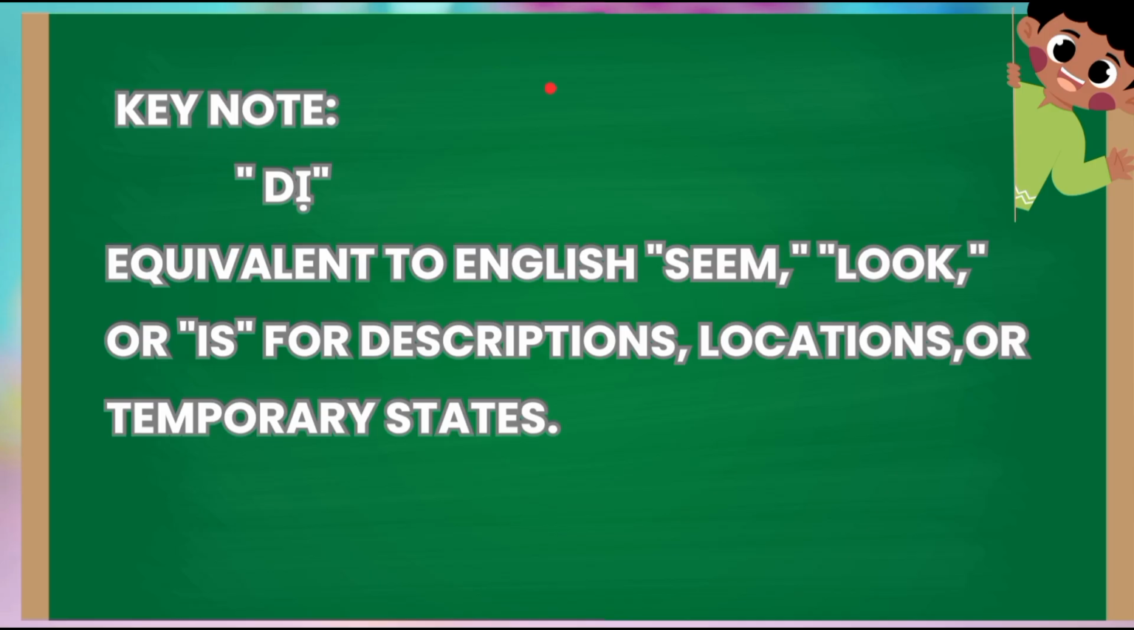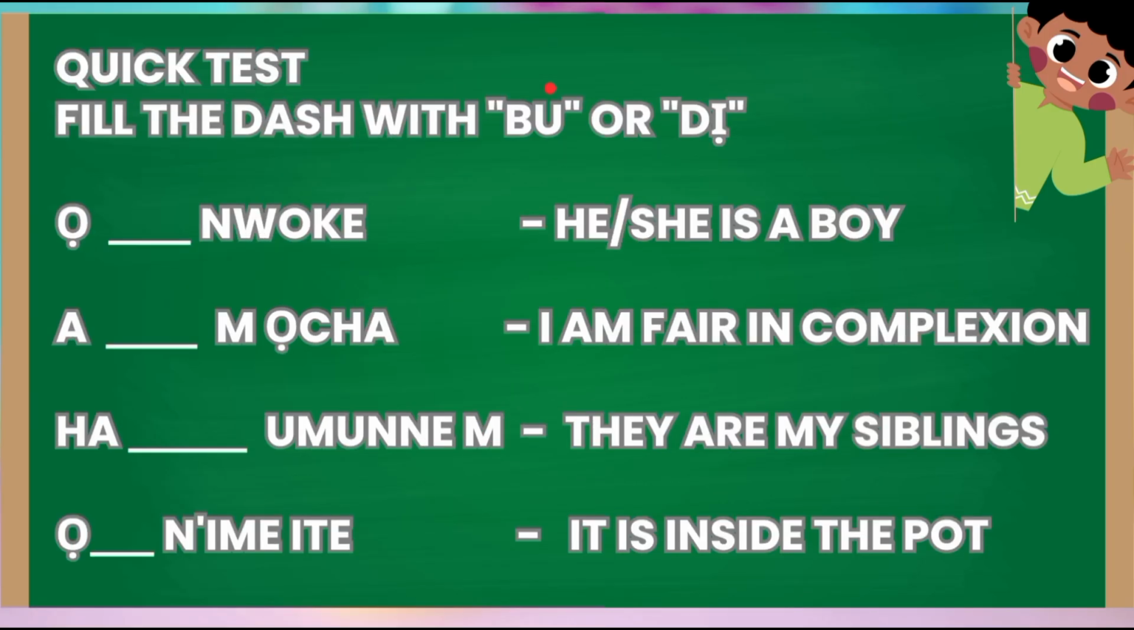So understanding where it's used will help you know how to use them in sentence. So "dị" is used for description, location, and temporal state of being. While "bụ" is used in qualification, like I'm a teacher. I'm a qualified teacher is not going to change. Even if I choose to stop teaching tomorrow, that doesn't change the fact that I'm a teacher. So "bụ" is used instead of "dị". So here is a quick test. So look at it, pause the video and attempt doing it. Don't worry, I'm going to answer them soon.